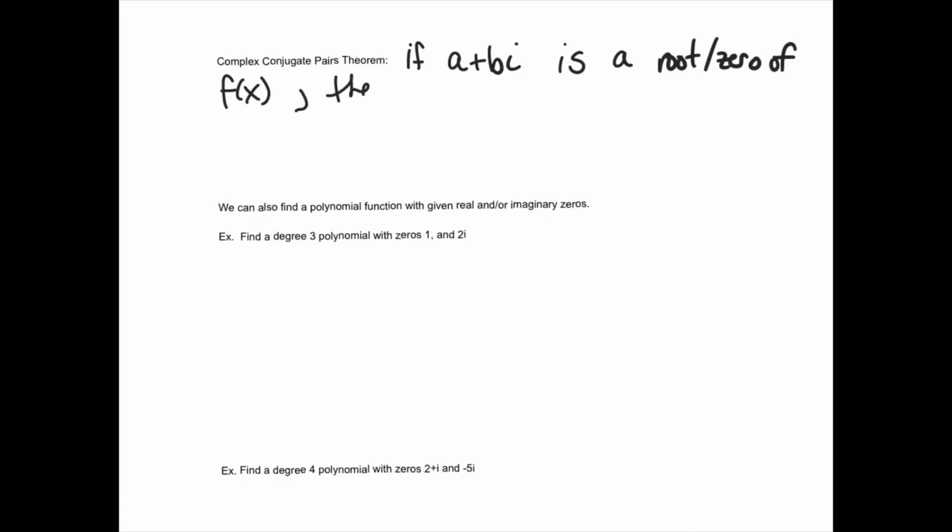So now we're going to start looking at complex roots. We have one theorem that can help us with that, and that's called the complex conjugate pairs theorem. This theorem just states that if a plus bi is a root or a zero of f of x, so if it's one of our zeros that we're looking for, then so is a minus bi. The idea of a conjugate in algebra is basically you have the same two numbers separated by a different sign.